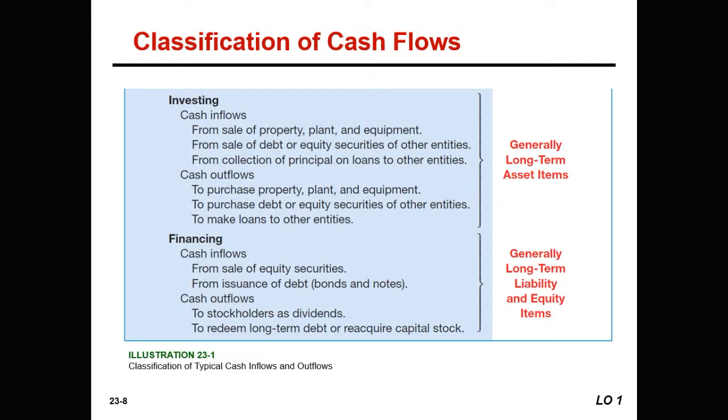With investing, this is typically going to be long-term assets. That's what you're going to look at. And you're going to look at how cash comes in from things like the sales of property, plant, and equipment, your debt or equity securities in other entities, your collection of principal on loans to other entities, and any cash outflows to purchase property, plant, and equipment, to purchase debt or equity securities, or to make loans to other entities.